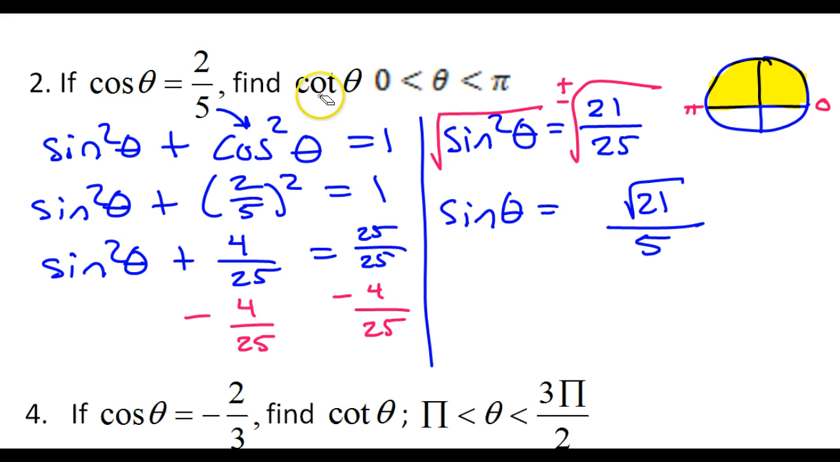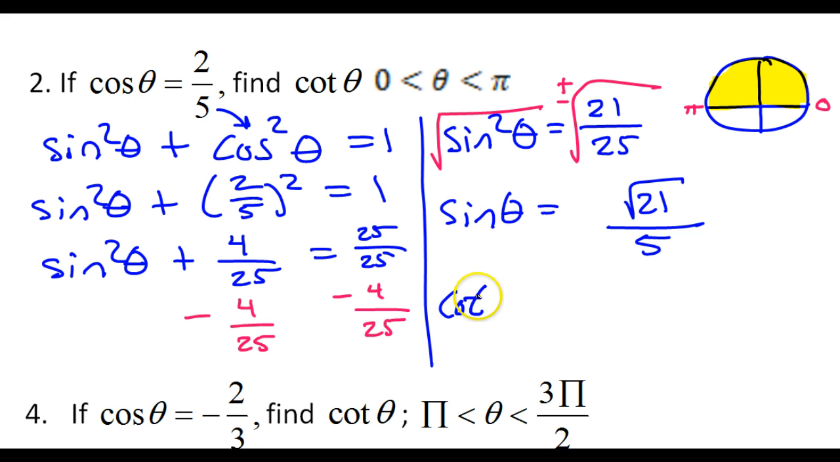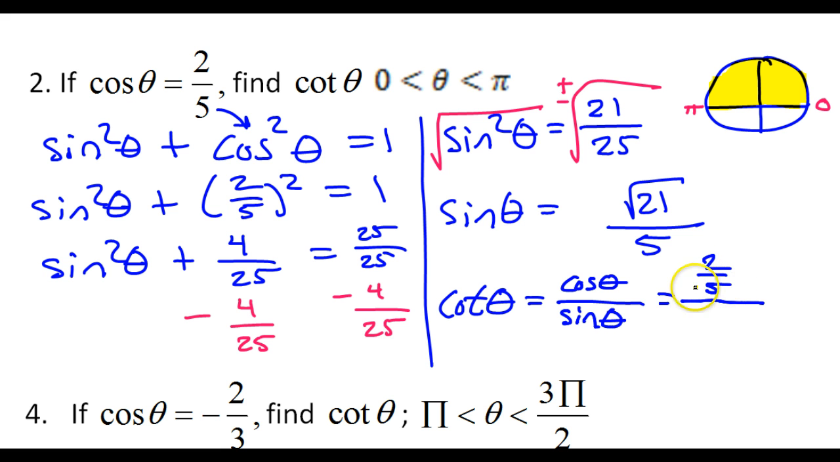Now, we're supposed to find the cotangent, though. So that's no big deal. You know how tangent is sine over cosine? Well, cotangent is just cosine over sine. And look, they gave us the cosine right at the beginning. So the cosine is 2/5. And now we have the sine is radical 21/5.